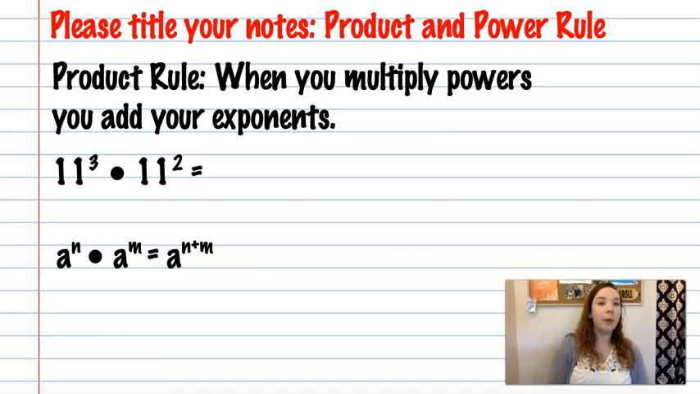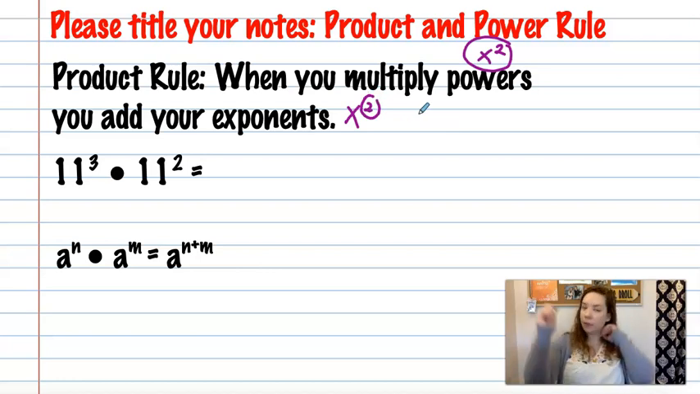So just a little bit of vocab here. Power is the whole thing. Like if I have x squared, that's the whole thing. Exponents are just the numbers, or whatever the exponent is, in the top right corner. In this case, my exponent is 2. Power is the whole thing. Exponent is just our small number in the corner.